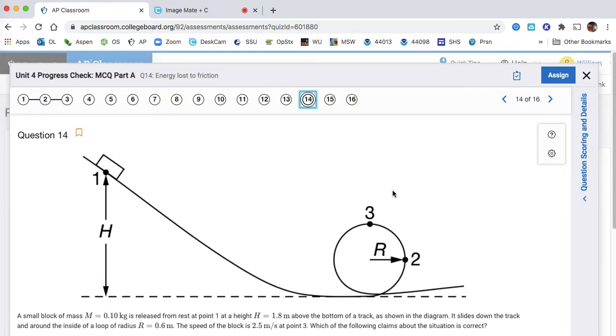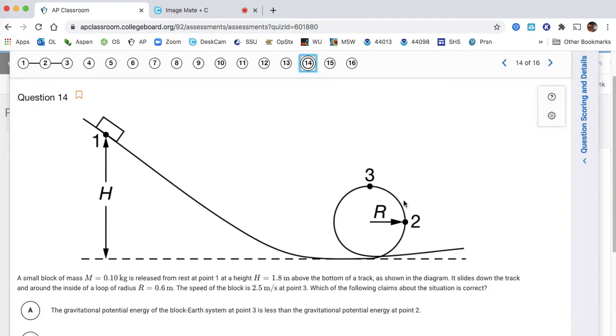Question 14. Try to speed up here a little bit. Let's see what's going on here. A small block of a given mass is released from rest at a given height. Oh, look, we're going to have to do some calculations here. If you see numbers, you're going to have to calculate, generally. Above the bottom of a track, it slides down the track and inside the loop. The speed of the block is 2.5 meters a second at point 3. Which of the following about the situation is correct?